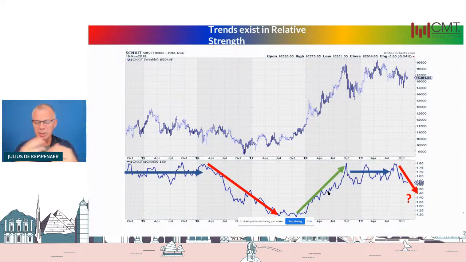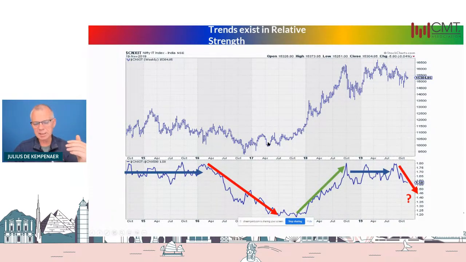So what we need to do, if your job is to beat the benchmark, or your desire is to beat the benchmark, is to try and find trends in that relative strength line. So not so much in the price itself, but much more in the relative strength line. And I think that this period here was the clearest. So let's say 2016 to half 2017, where the relative strength for the IT index went clearly lower, and the price itself didn't do much, moved kind of sideways.